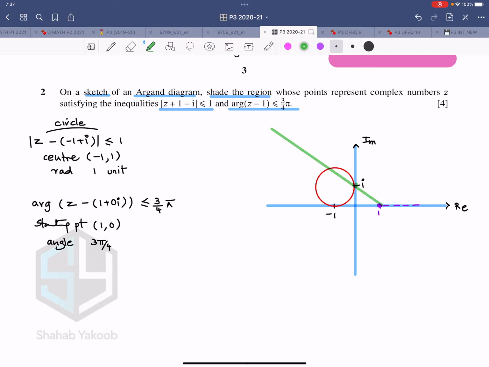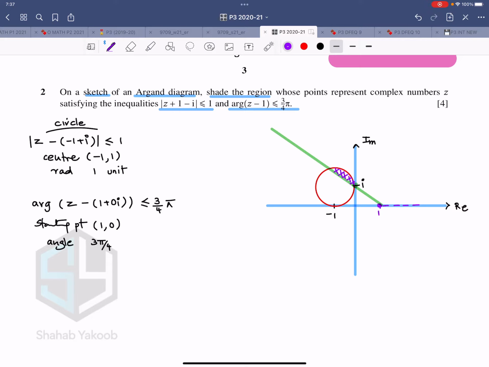Now it says the angle should be less than 3 pi by 4. That means the angle could be 90, the angle could be 70, it could be 45, it could be 0. So therefore, what is the region that you will shade? So the shaded region is this region, that is the small segment at the top. That is what is required.